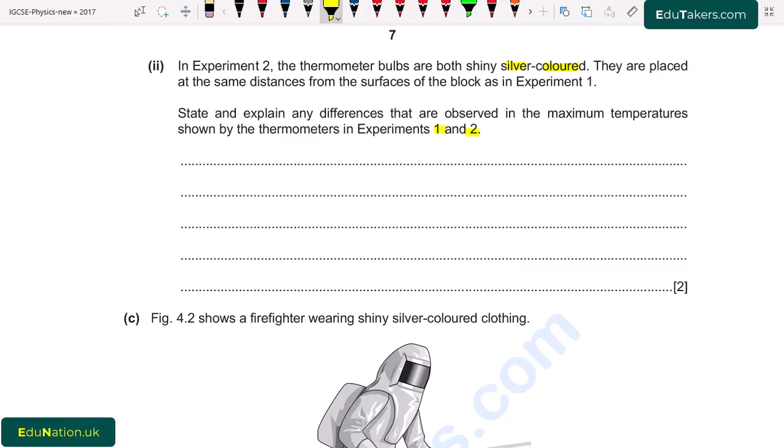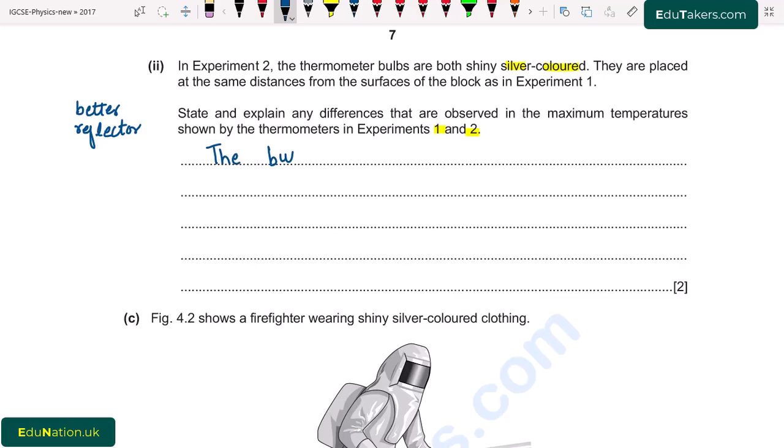The bulbs of the thermometers are silver now, and silver is a better reflector of heat. I write here. So the bulb of the thermometer is silver now, and silver is a better reflector of radiated heat. It means that the bulb heats up less, so in experiment 2 the thermometer reading will be less as compared to experiment 1.